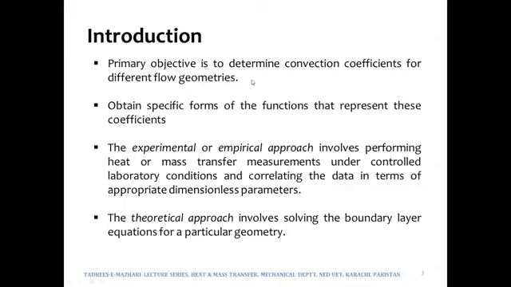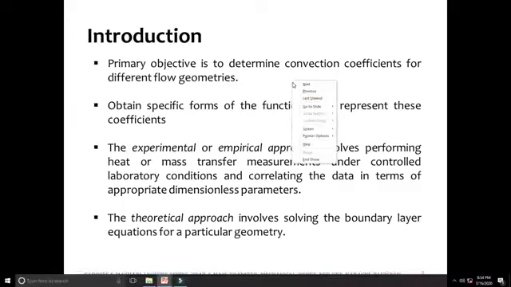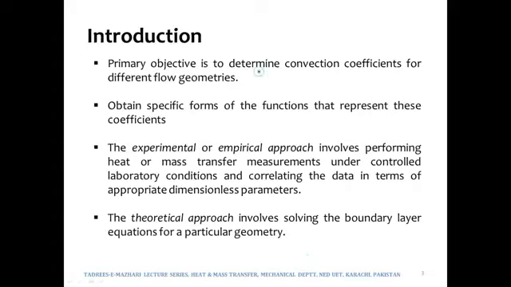So the primary objective in a lot of cases is to determine the convection coefficient. This is what I was mentioning on the last page, that our problem is to find out H for different flow geometries, of course, and for different flow conditions. So we would be obtaining specific forms of the functions that represent those coefficients. So we would be using those expressions of Nusselt number that are listed at the end of the table to find out the value of H.